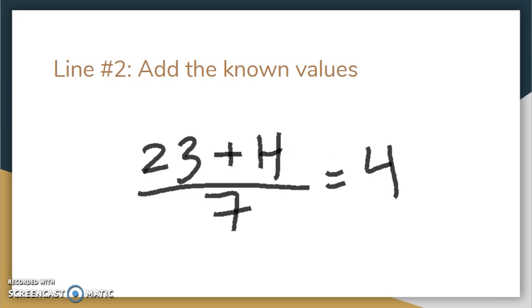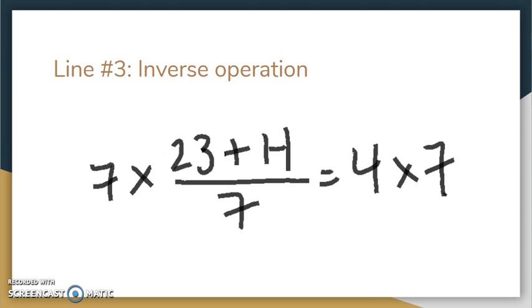Next, we want to add the known values. 3 plus 0 plus 0 plus 10 plus 8 plus 2 gives us 23. So we replace all those numbers now with 23. Now our goal is to isolate our unknown value, h. If we multiply by 7 on the left side of the equation, the 7s will cancel out each other. But what we do on the left side, we must also do to the right side.